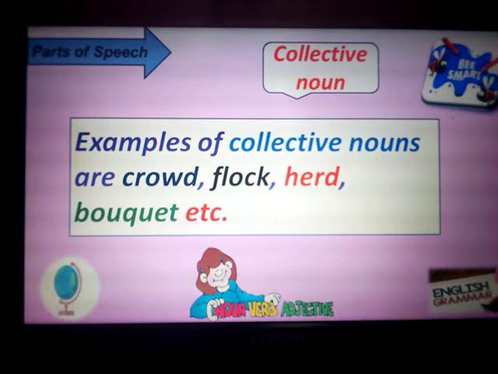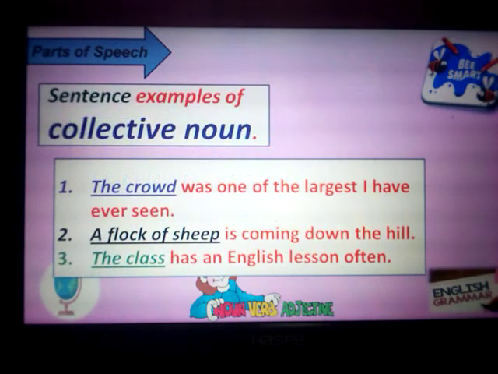Flock, herd, bouquet, etc. Now, sentence examples of collective nouns. The crowd was one of the largest I have ever seen. The flock of sheep is coming down the hill. Number 3, the class has an English lesson now. So the crowd, the flock of sheep, the class, these are examples of collective nouns.